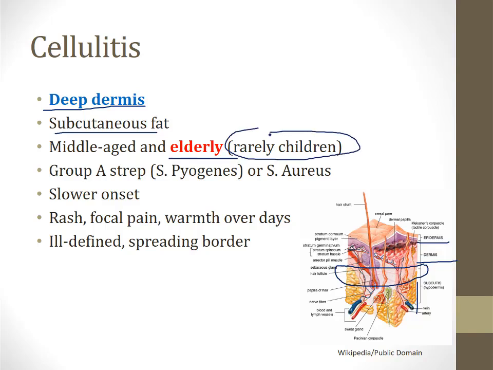Many of your patients on the inpatient service in medicine will have cellulitis, and they are usually elderly patients. It's caused by group A strep, like strep pyogenes, and also sometimes Staph aureus. In contrast to erysipelas, this tends to have a slower onset. It doesn't have that abrupt onset with fever and chills. A slower onset of a rash, focal pain, and warmth over a few days. And then another classic feature of cellulitis that distinguishes this disorder from erysipelas is that the borders are ill-defined and they tend to spread out over time.